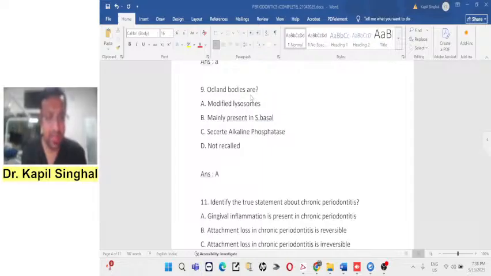So Orban's bodies are basically, we all know, they are modified lysosomes that are mostly seen in stratum spinosum, and they release acid phosphatase, not alkaline phosphatase. So out of these options, option A is the best option and correct answer here, that it is modified lysosomes.